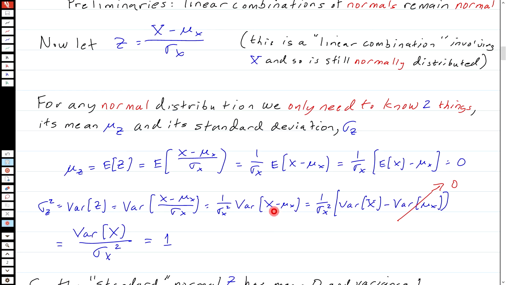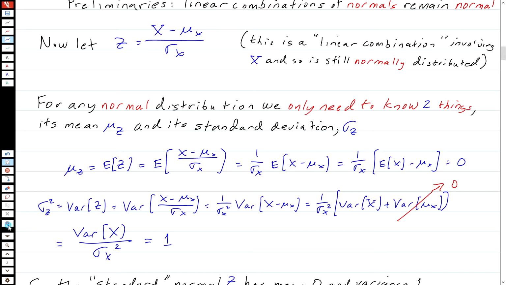We get variance of x. Oh, I made a mistake here. It should be plus the variance of mu of x. Remember that constants are squared, and that minus 1 becomes plus 1. So this term here, this should be a plus sign here. Okay? But of course, the variance of mu of x is variance of a constant. Well, a constant has no variance, so that term is 0 and just disappears.